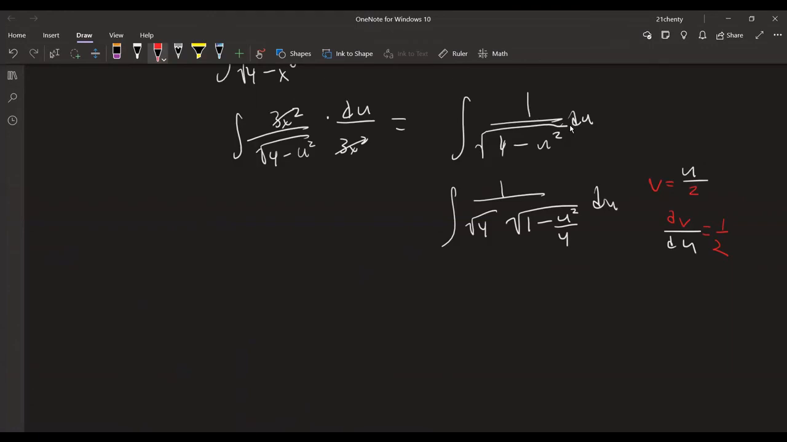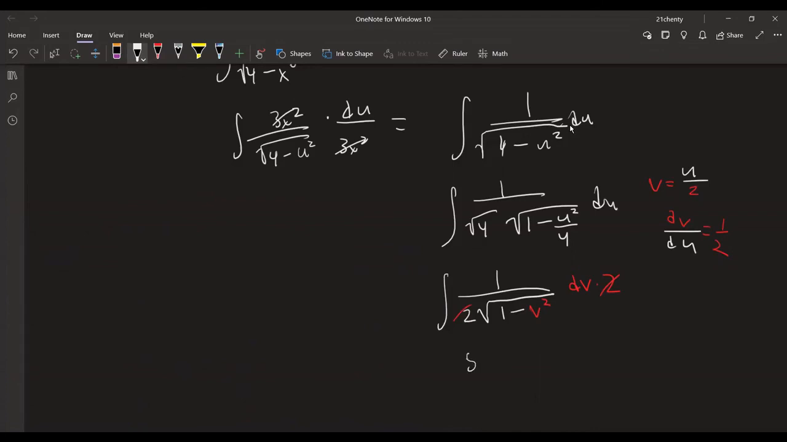So now we just plug this in, and we get 1 over 2, because rad 4 is just 2, 1 minus v squared, dv, times 2. So this cancels with this. And now we can just integrate this.